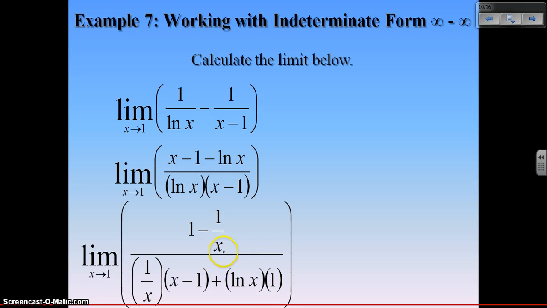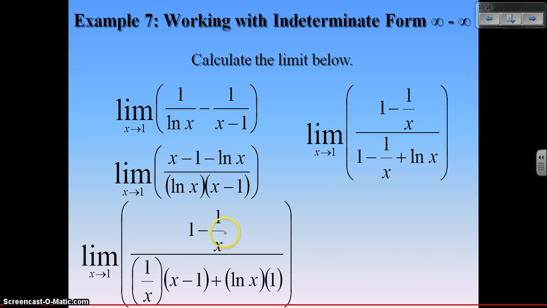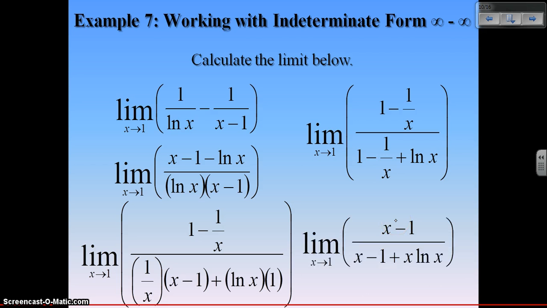If I were to plug in 1 now, would I still get 0 over 0? Do I need to simplify? Well, I'm going to simplify a little bit. If I take my 1 over x and distribute it, 1 over x times x is 1, and times 1 is 1 over x, and then of course this 1 does nothing. Now to simplify further, I'm going to multiply top and bottom by x. 1 times x is x, 1 over x times x is 1, and then that would become x, that would become 1, and that would become x natural log of x.